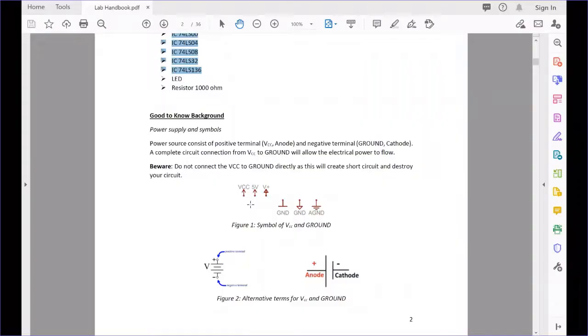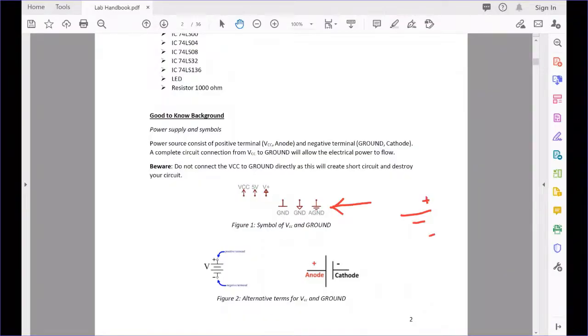When you go through these labs, you may see some schematic circuits. In the schematic circuits, if you see VCC or 5 volt, 5V or V plus, these all refer to the positive side of your power supply. Then if you see a GND or these symbols, this refers to the zero ground, the negative side of your power supply. Let's say you have a battery, right? This is your positive side and this is your negative side.